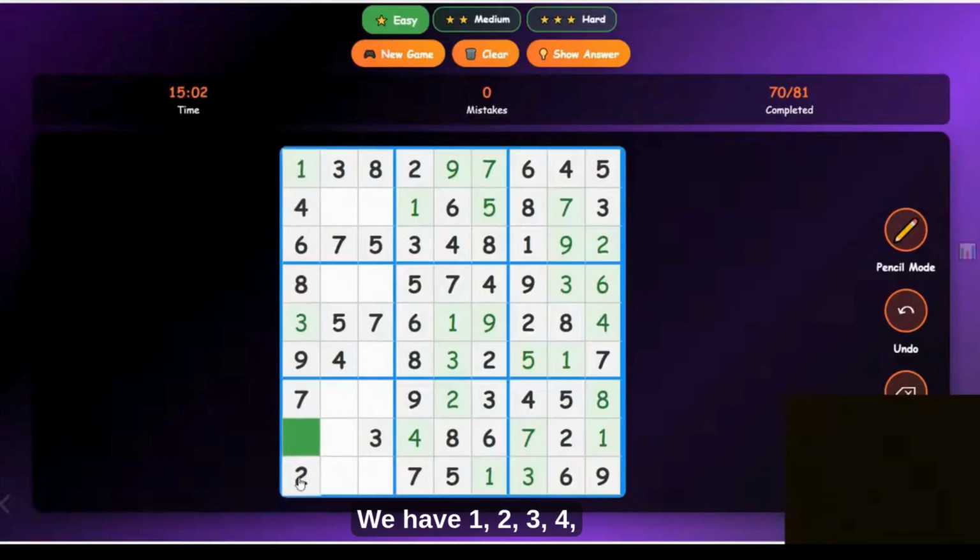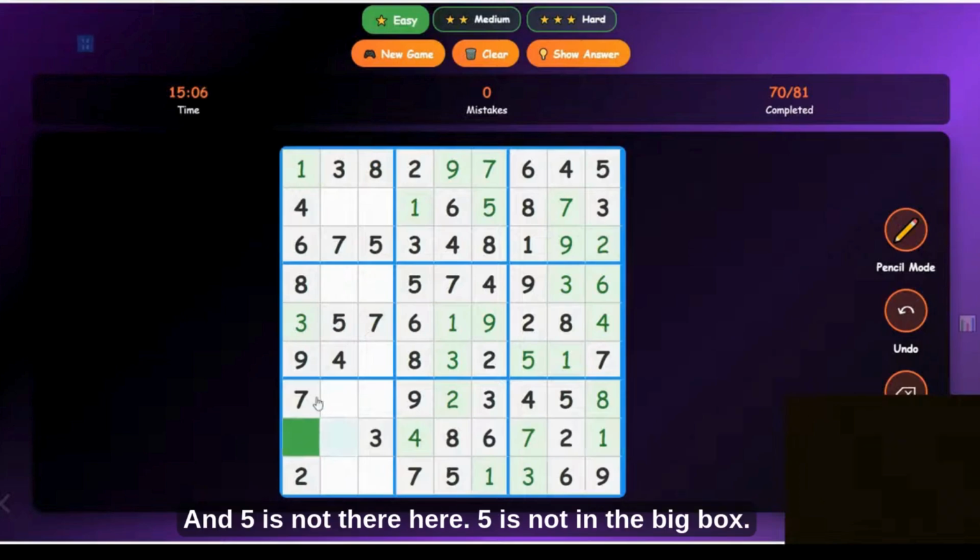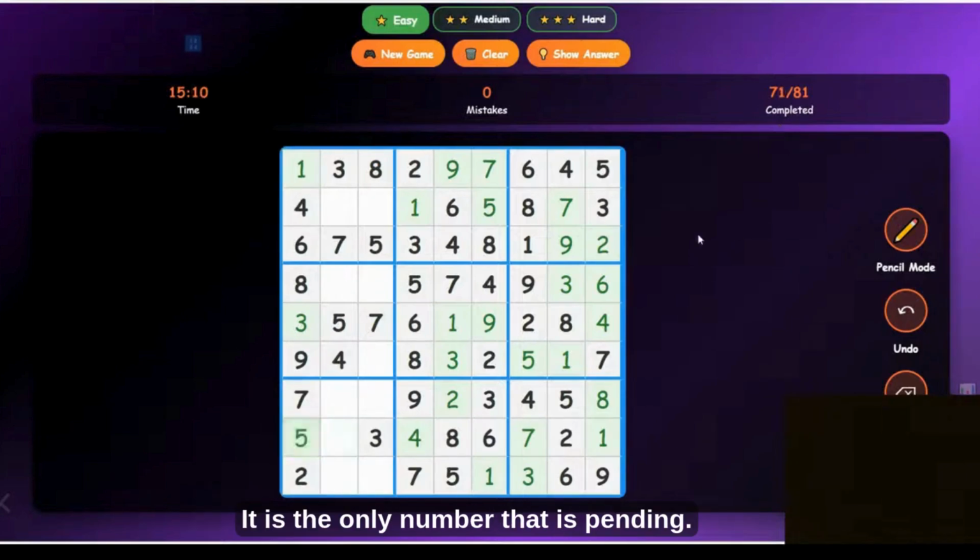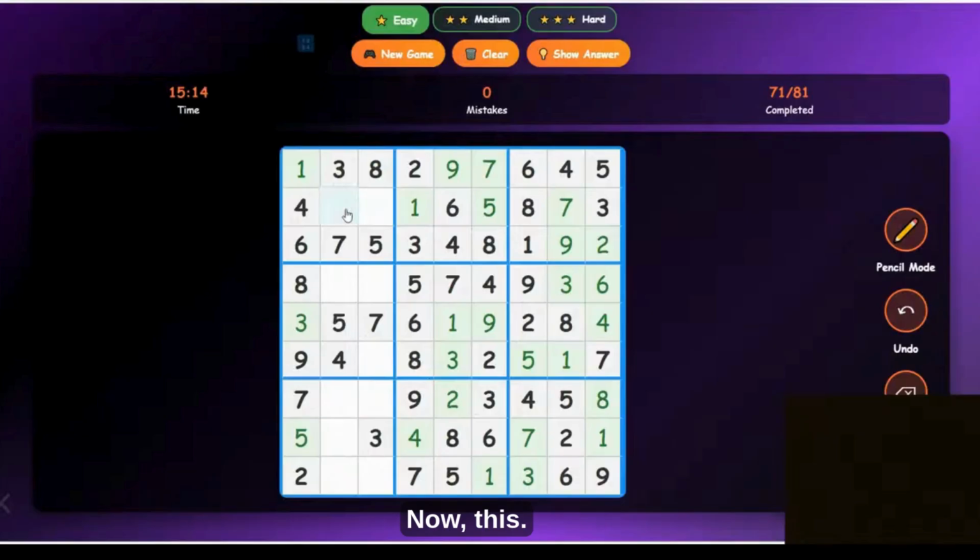We have 1, 2, 3, 4, 5 is not there here, and 5 is not there here. 5 is not in the big box. So I can have a 5, which is the only number that is pending. Now this, you have a 1 here. 2 is not there anywhere. So we can write it in pencil.